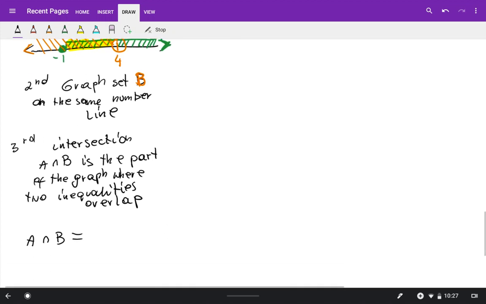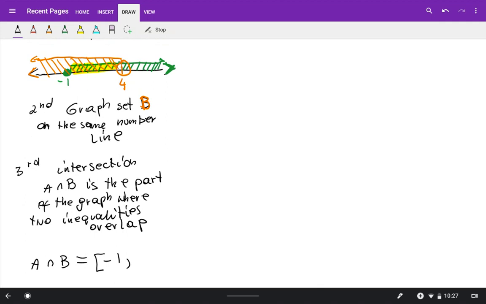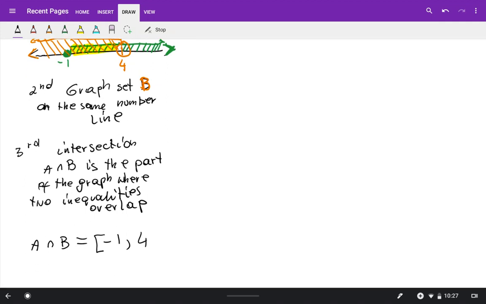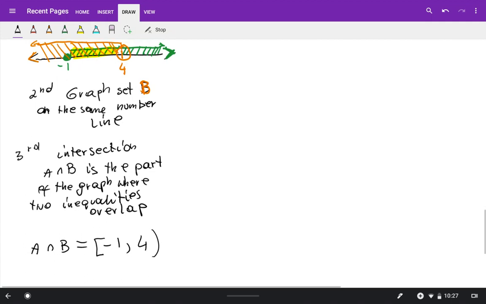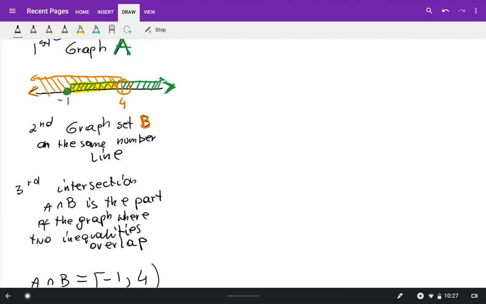So we have -1 in a bracket because we're including -1 up to 4, and 4 you see open circle, that's why it's going to be in parentheses. So again, this part represents the intersection right here. A intersect with B. That's where two colors, two inequalities overlap.